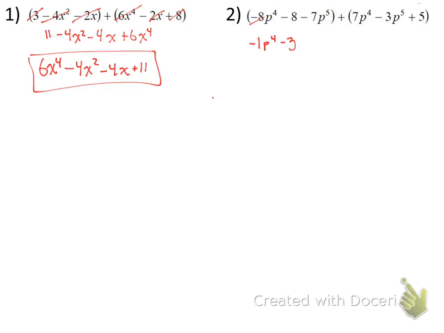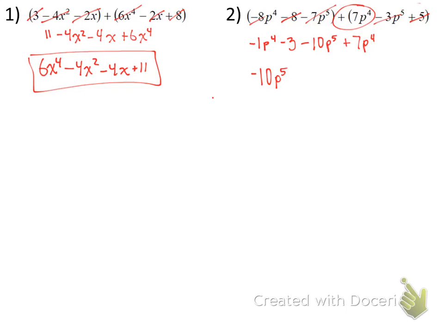Okay, next one, cross those out, is negative 7p to the 5th. And then we have plus negative 3p to the 5th. So that's negative 10p to the 5th. Cross those out. And then we still have the 7p to the 4th, so we add that. Okay, so we combine like terms, starting with the biggest exponent, which looks like p to the 5th, so it's going to be negative 10p to the 5th power plus 7p.